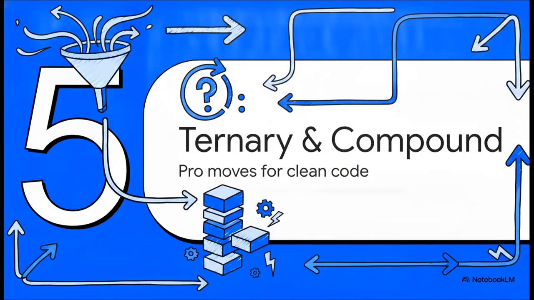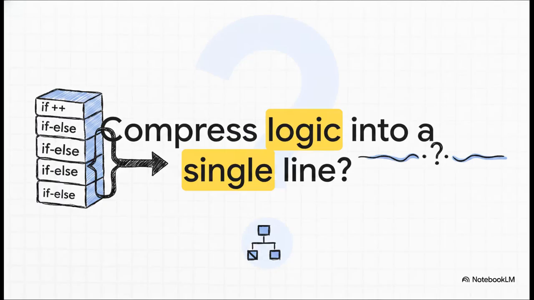Finally, Section 5. Ternary and compound operators. We are getting into the pro moves for writing really clean, efficient code. Let me ask you a question. What if you could take a full 5-line, clunky if-else block and literally compress it down into just a single, elegant line of code? No curly brackets, no bulky keywords, just pure, streamlined logic. Are you ready for that? Because that is exactly what the conditional or ternary operator allows us to do in C++.